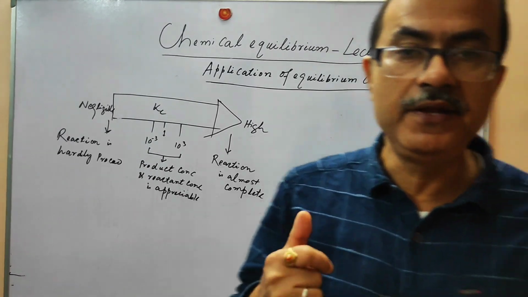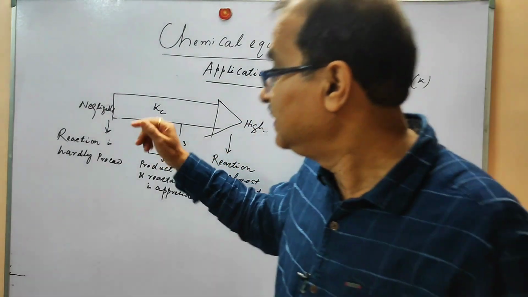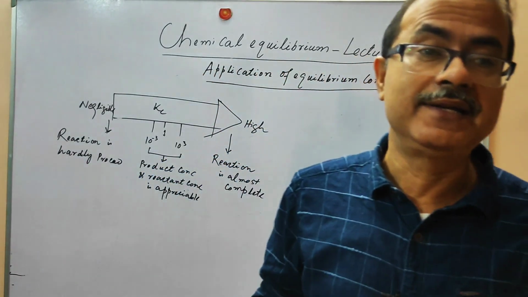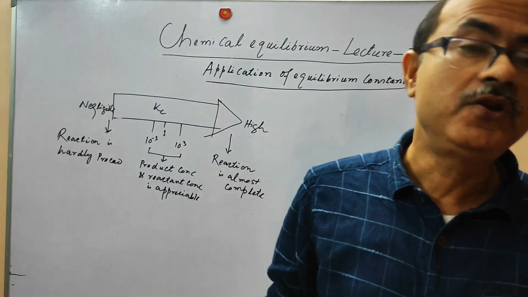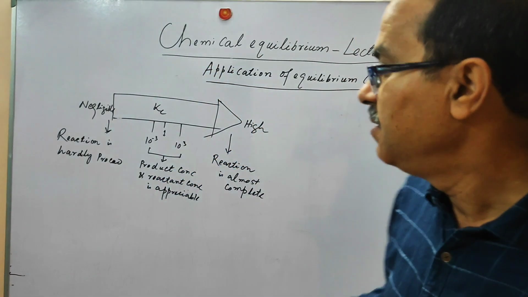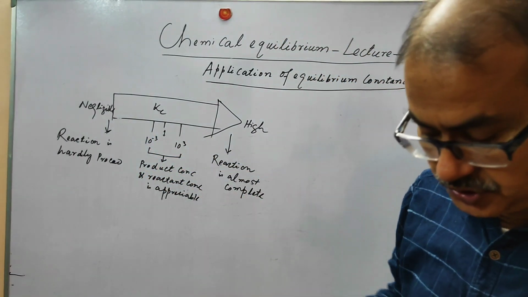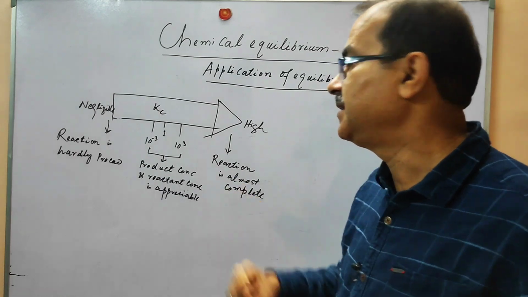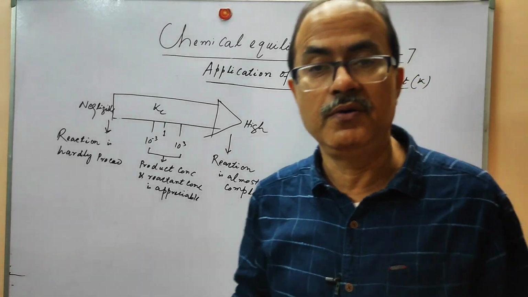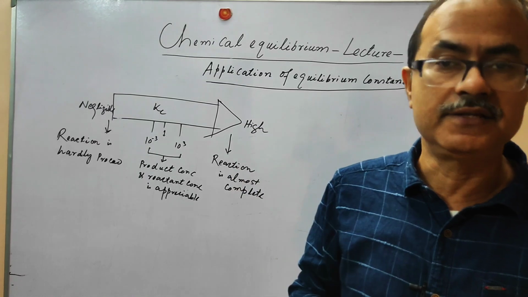When the K value is very low, below 10^-3, the concentration of the reactant dominates over the product, or we can say a very little amount of product has been produced. But when this value is between 10^-3 and 10^3, the concentrations of product and reactant are appreciable. When this value is very high, you can say the reaction is almost completed. So this is the application of the equilibrium constant regarding the extent of reaction.